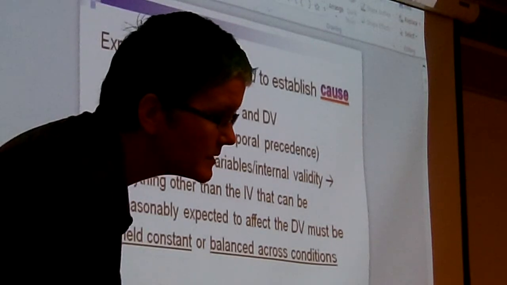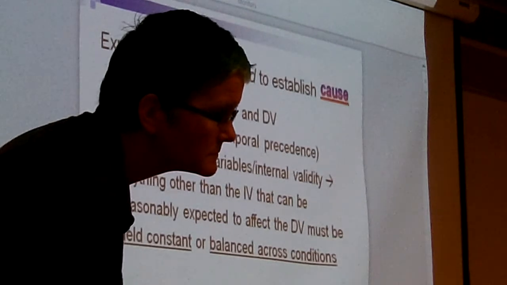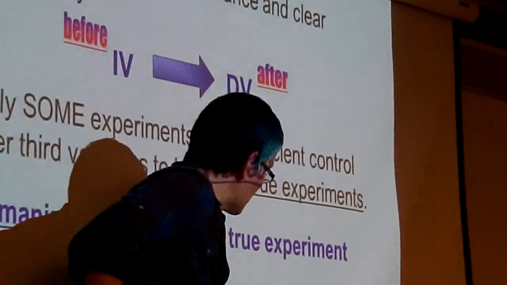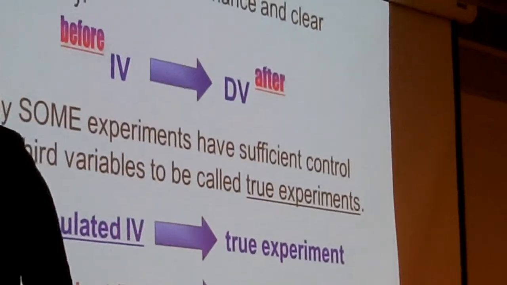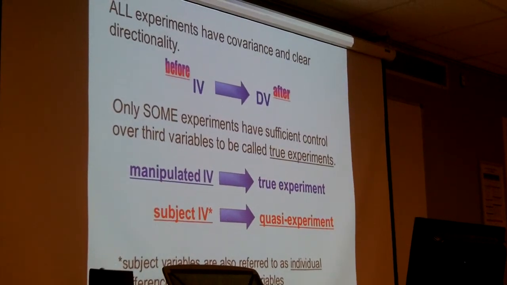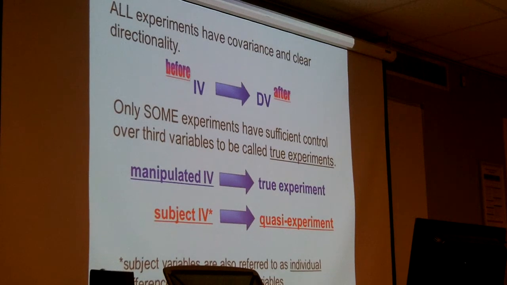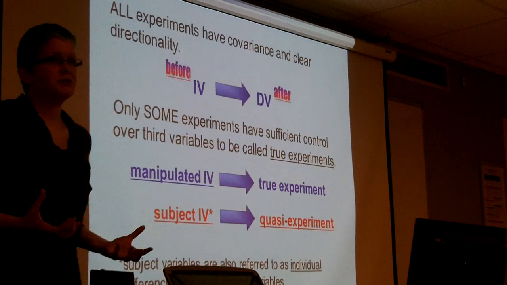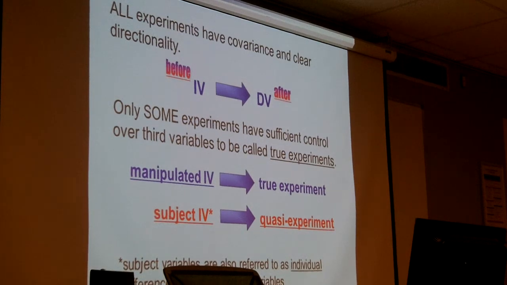So, let me just go ahead. Now, all experiments have covariance. When we design an experiment, we design it so that it has a theory-driven relationship between the independent variable and the dependent variable. We don't just arbitrarily slap two variables together and do an experiment. So it's going to be some theory-driven or model-driven relationship between the two variables. So we're going to have covariance.